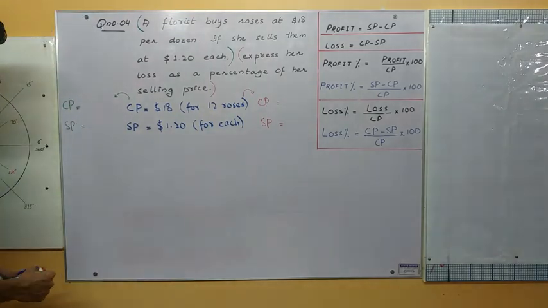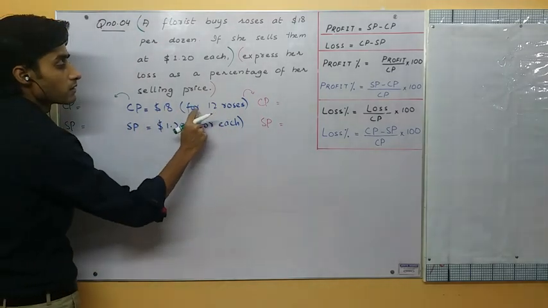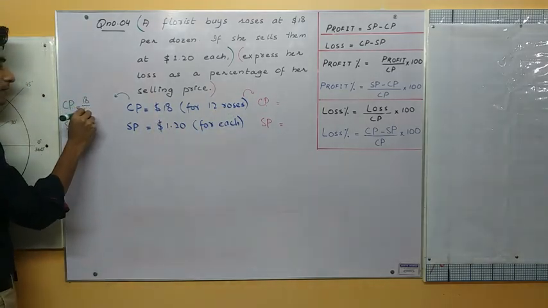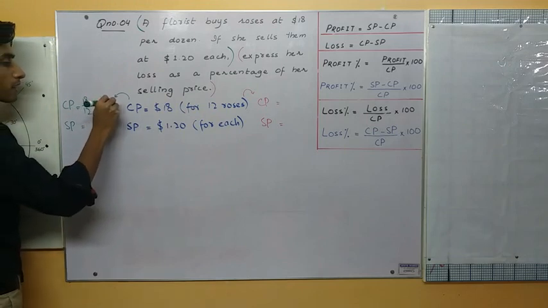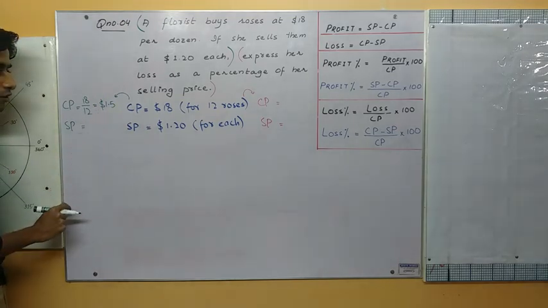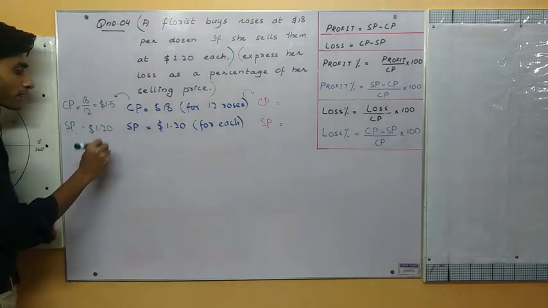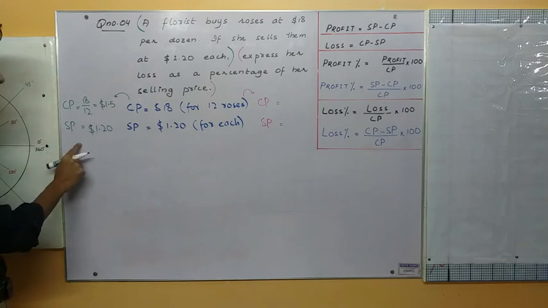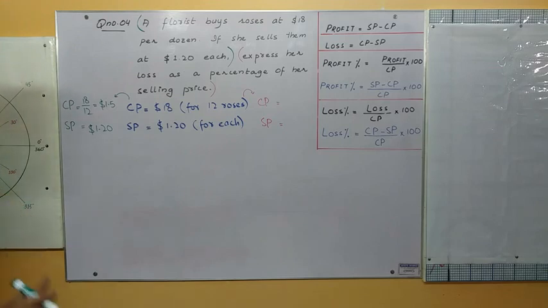So if I want to do it for 1 rose, $18 for how many roses? 12. For 1 rose it should be 18 divided by 12, and I'll find out the cost of 1 rose. I can continue with this. The cost of 1 rose now is $1.5, and how much is he selling it for? He is selling it for $1.20. His selling price is less than his cost price, so he is definitely having a loss.